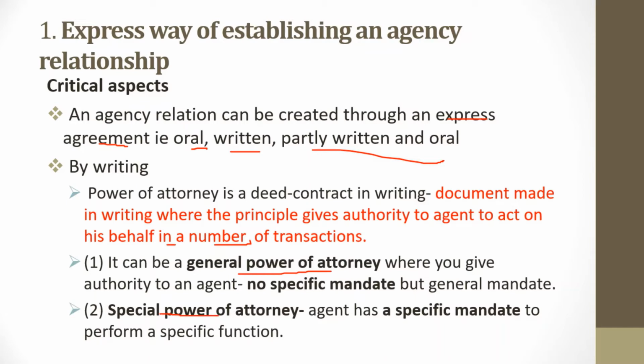Up to this point, you might wonder what a general power of attorney means. A general power of attorney means that the agent has no specific mandate, meaning that the agent can act in a number of different transactions on behalf of the principal. But with a special power of attorney, the principal specifically gives the agent certain things to be done, meaning that should the agent do anything outside that specific mandate, then that agent is acting in his own personal capacity.